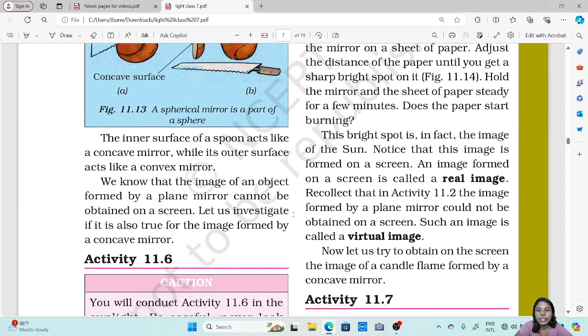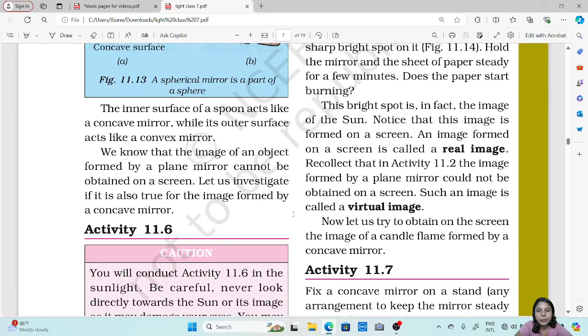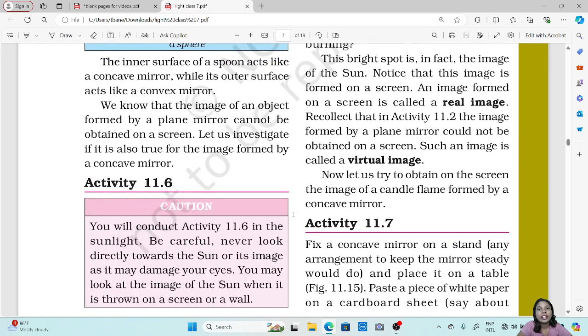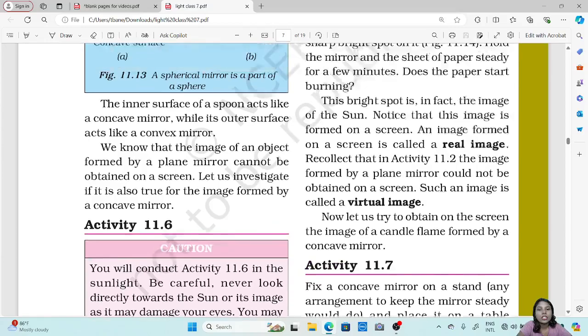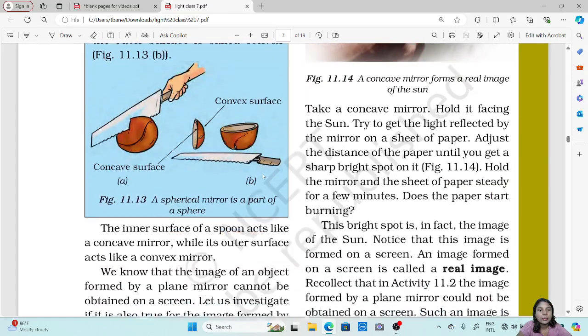We know that the image of an object formed by a plane mirror cannot be obtained on a screen. Let us investigate if it is also true for the image formed by a concave mirror. Initially when we tried placing a screen between the object and the mirror, or even behind the mirror, we were not able to get the image of the object on any screen. Now we'll see if it remains the same for concave and convex mirrors.